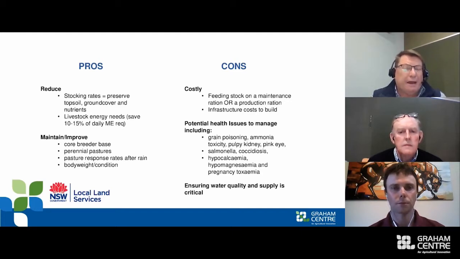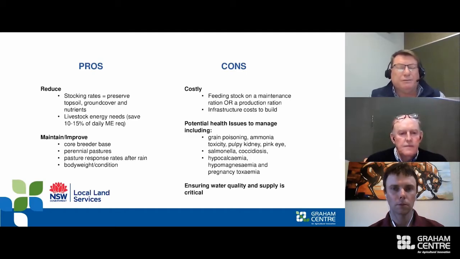The other main benefit of it, as it states there again, is an opportunity to maintain, if not improve, your core breeder base, perennial pastures, and pasture response. This is specifically an important one, pasture response rates after rain, because the difference between having 30 mil of ground cover at 50% density compared to 50 or 70 mil of ground cover at 80% density is that, with 10, 15, 20 mil of rain, you'll have feed 3 weeks earlier.